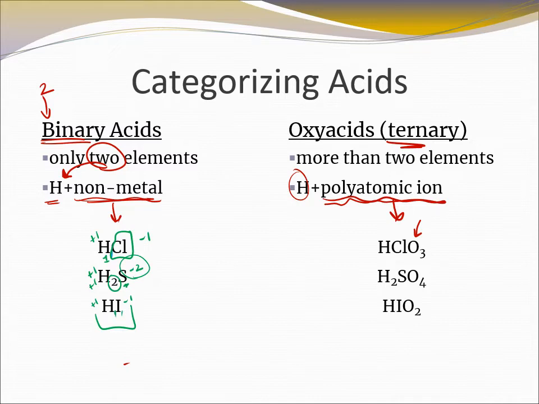Same thing for our polyatomic ions. This is chlorate. Chlorate's charge is -1. I only need one hydrogen to balance out those charges. Sulfate, however, is a -2 charge. I need two hydrogens to balance out that -2 charge on the sulfate. This is iodite. It has a -1 charge, hence only one hydrogen necessary.